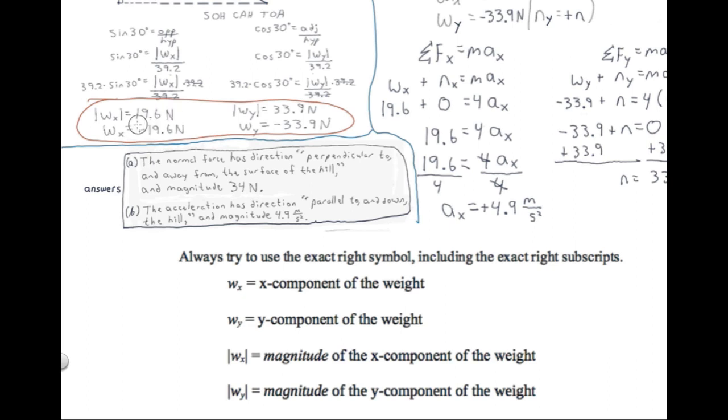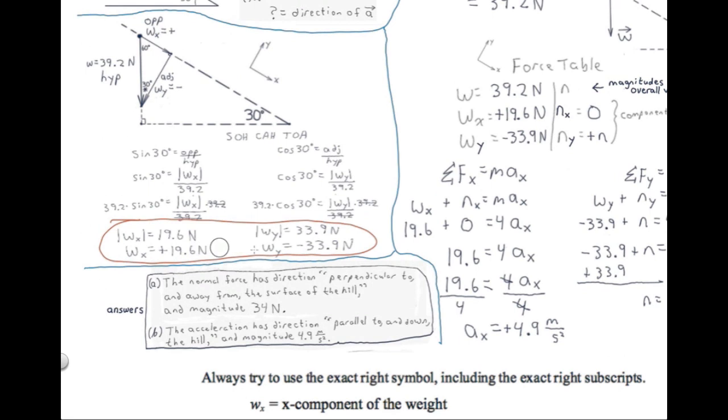We can see that having a separate symbol just for the magnitude of the components was helpful to us here, because by using the absolute value signs in our SOHCAHTOA equations, we were able to remind ourselves that the SOHCAHTOA equations only tell us the magnitudes of the components. It was our job to add the plus or minus signs to the components in a separate step based on the directions of the components in our right triangle.